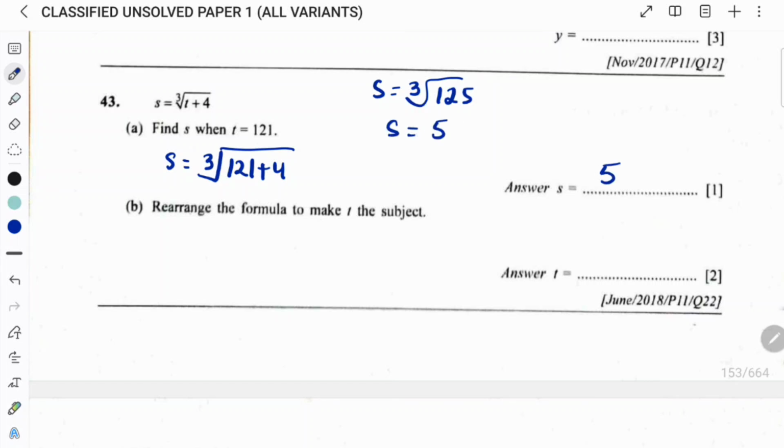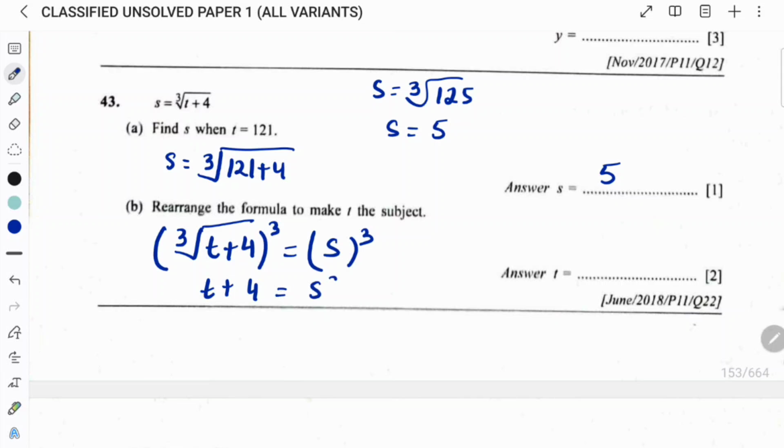Rearrange the formula to make t the subject. We have to make t subject. It's in the cube root, so we'll take cube to both the sides. So alright, take the cube. So t plus 4 is equals to s cube. Then t is equals to s cube, and 4 is positive, so 4 will be negative. So s cube minus 4.